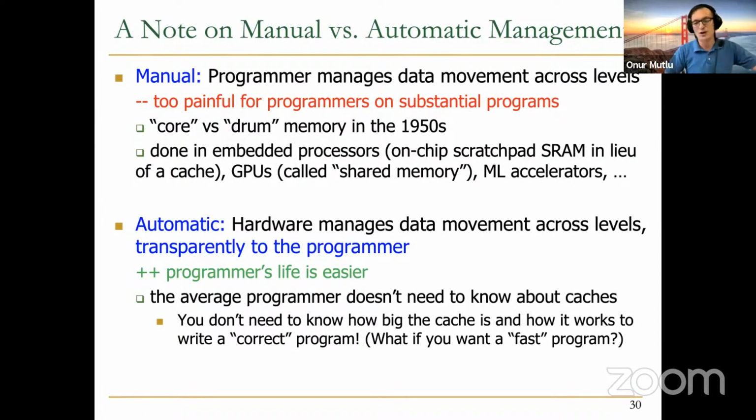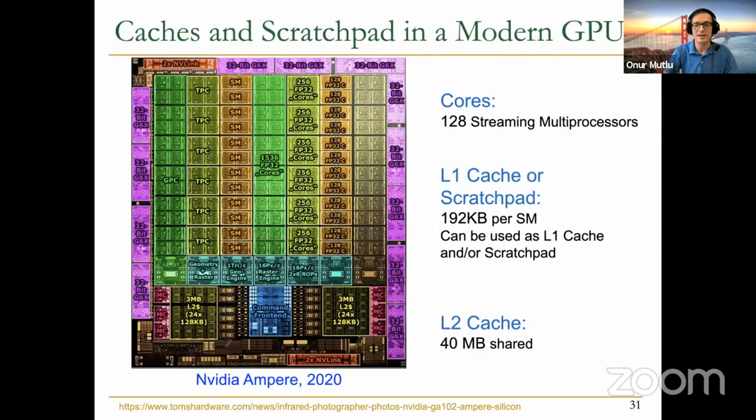So correct program, no problem. You can write it and take advantage of the caches. But if you want the maximum performance, even in an automatically managed memory hierarchy, you still may want to optimize your program and data so that you can exploit the memory hierarchy much better. So let me give you some examples.